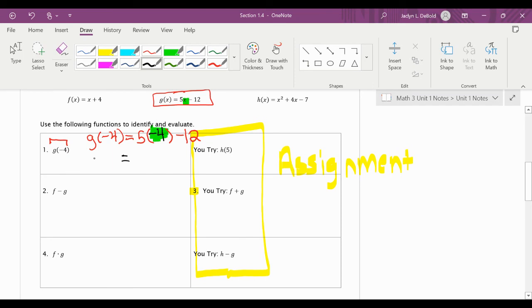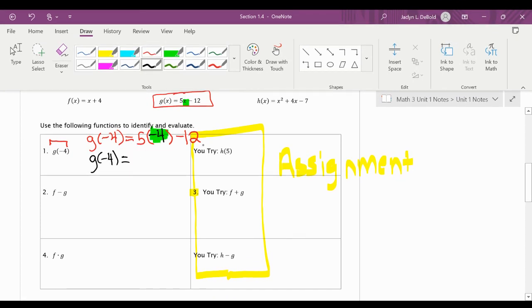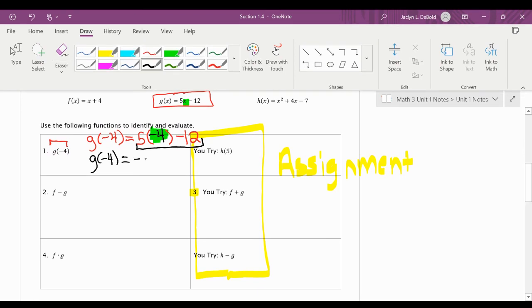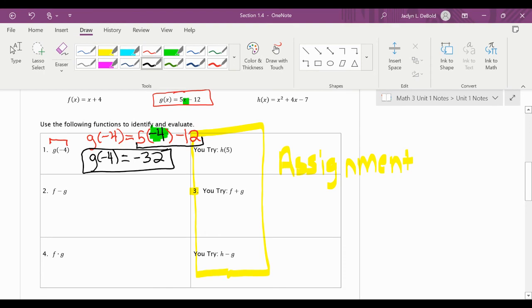If you have your calculator, you can easily just substitute, put that all in your calculator using parentheses. So if I do 5 times negative 4, I'm going to get negative 20. Subtract, I'll get negative 32. So g of negative 4 is actually negative 32.